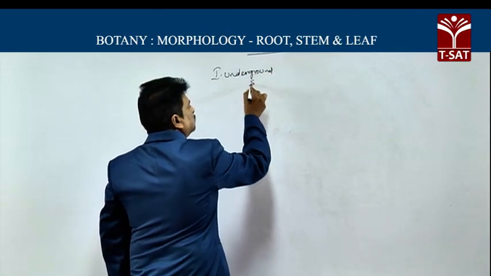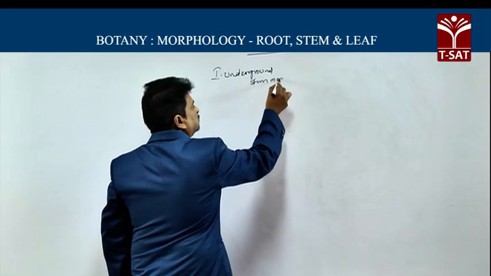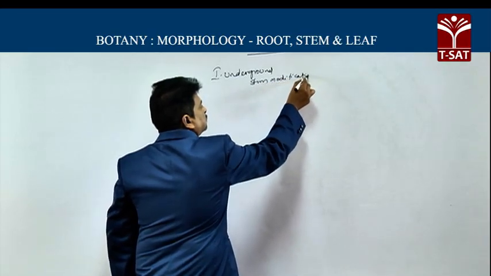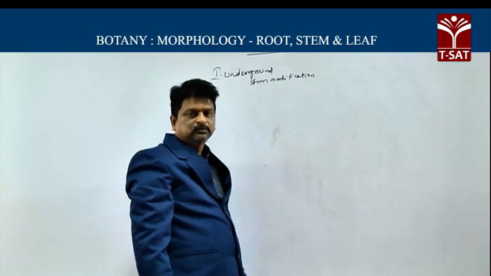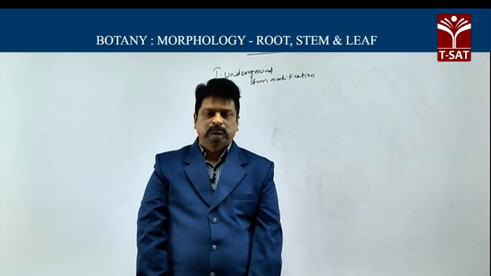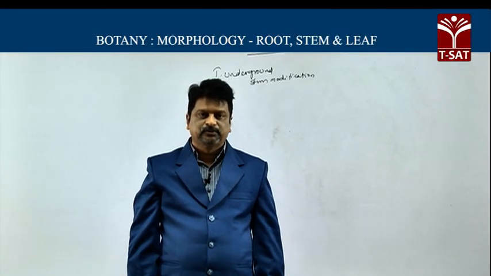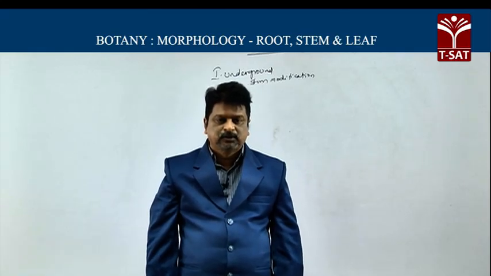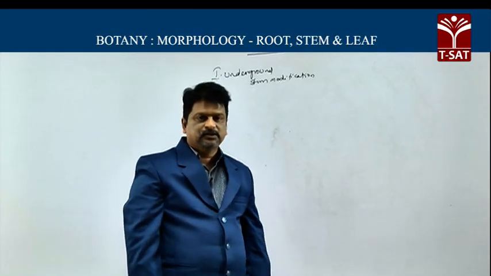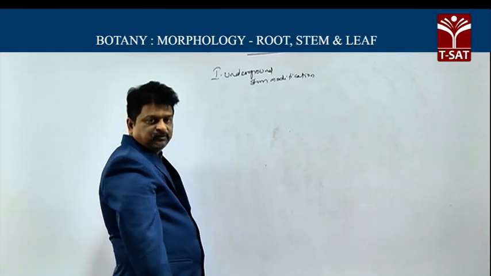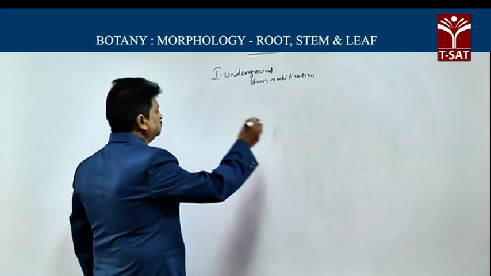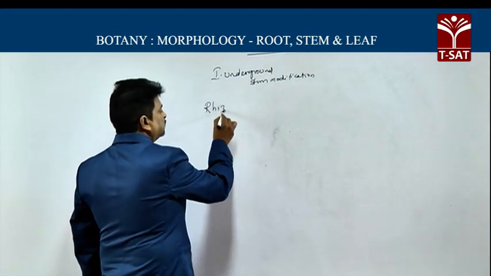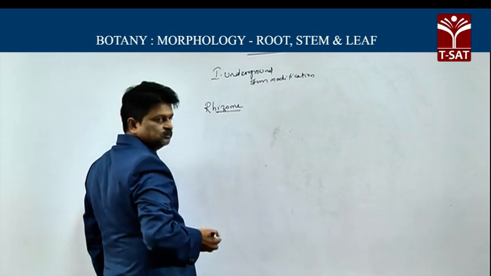Underground stem modifications perform many functions: one is storage, second is vegetative reproduction, and third is increase in pollination. So it performs many functions, hence it is called multi-purpose stem modifications. Multi-purpose stem modifications are of four types. Under these four, first one is rhizome.